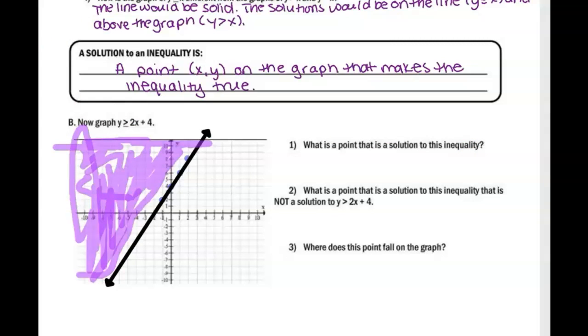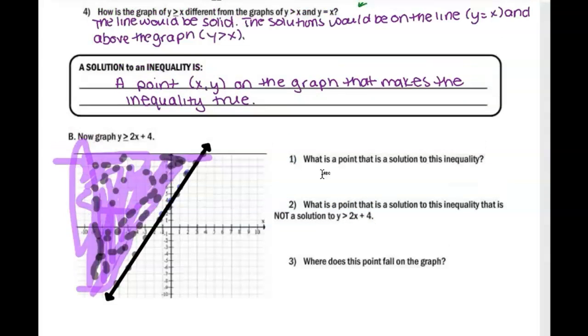Number 1 has an infinite number of answers. You could put anything you want. Any of these black dots are going to be solutions to that inequality. Now, what is a point that is a solution to the inequality that is not a solution to y greater than 2x plus 4? That would be any point on the line.